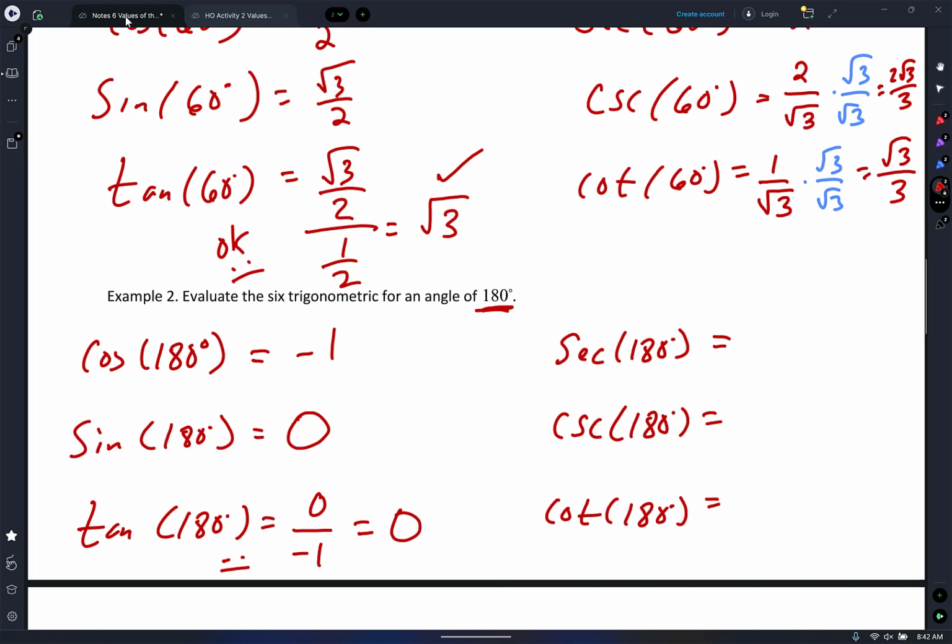And then secant of 180 is the reciprocal of cosine. The reciprocal of -1 is -1. It's itself. Does 0 have a reciprocal? No. Undefined. You can also say no solution. Cotangent of 180 degrees. Well, again, 0 does not have a reciprocal. So what do we write? Undefined. And that's it. What do you guys think? Not bad, right?